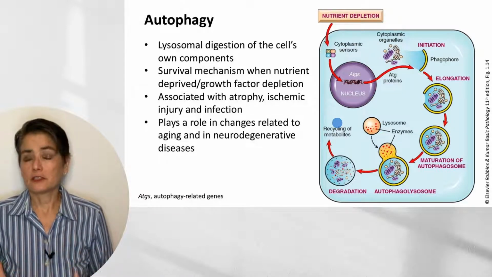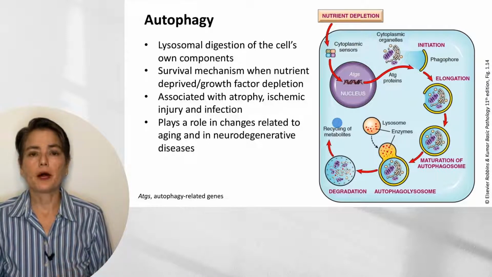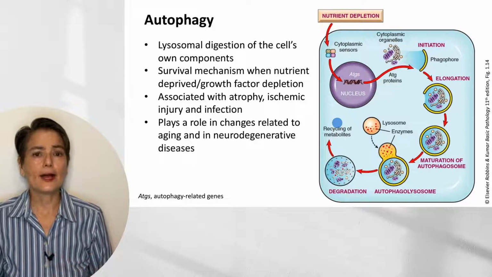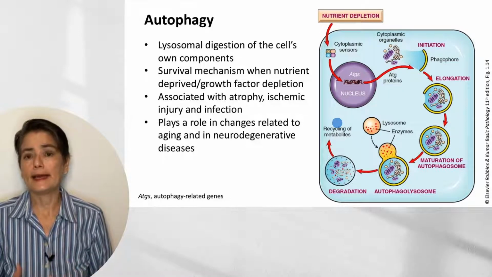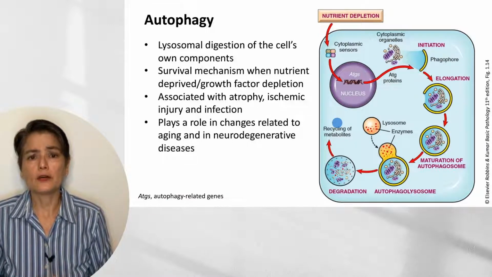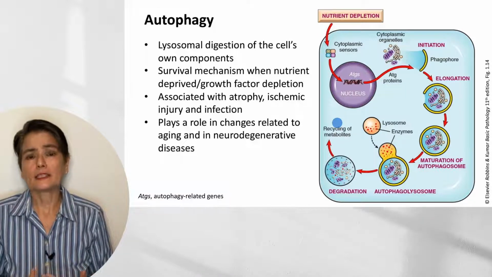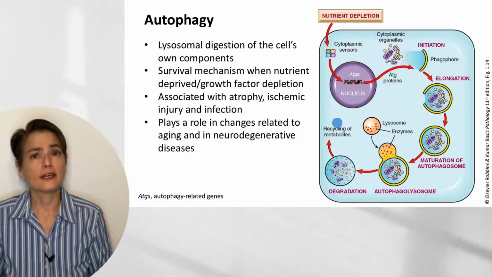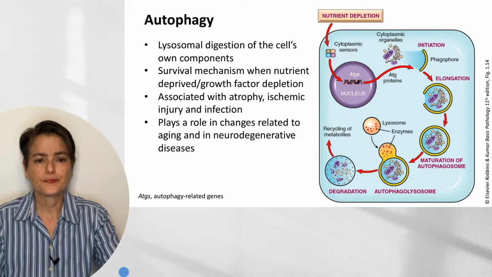As I mentioned, this is a survival mechanism when nutrient deprived or growth factor depleted, and we can see this process come into play in atrophy, in ischemic injury, and infection, as I already mentioned. But I also said it plays a role in a variety of other issues as well, such as aging and in neurodegenerative diseases. Now, it's believed that autophagy is one of the challenges that faces cells in Alzheimer's disease.